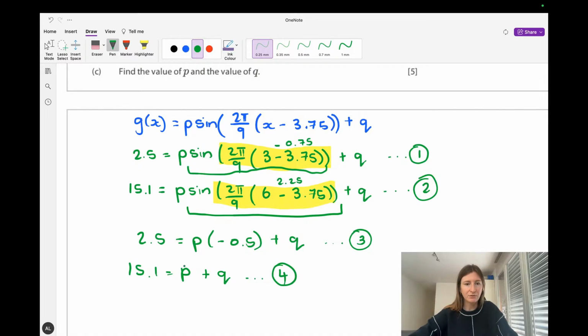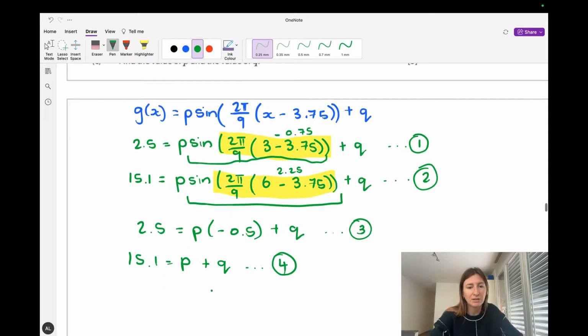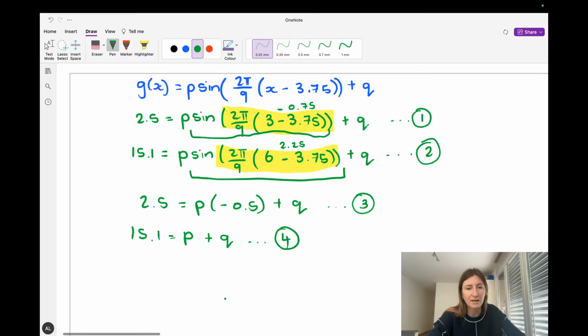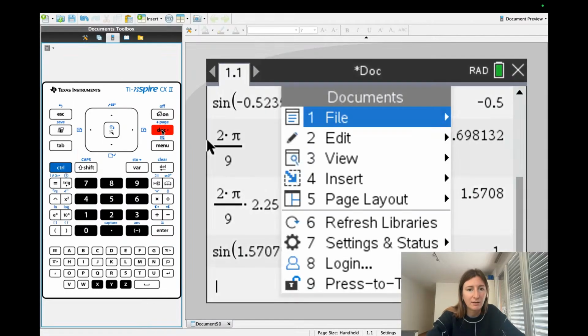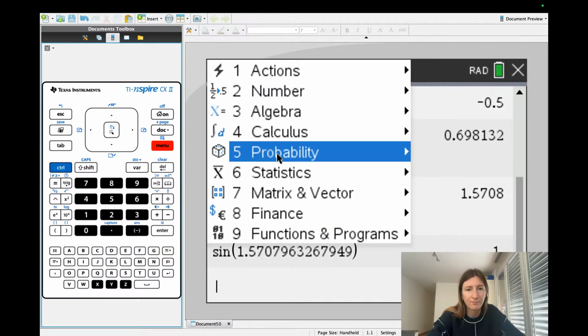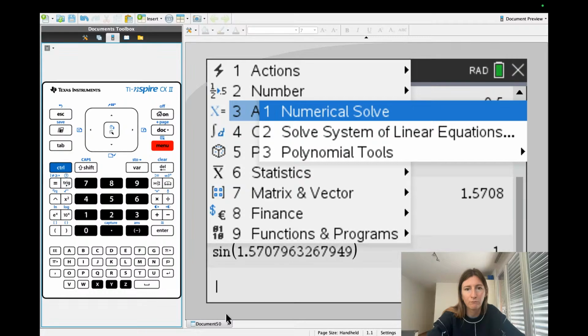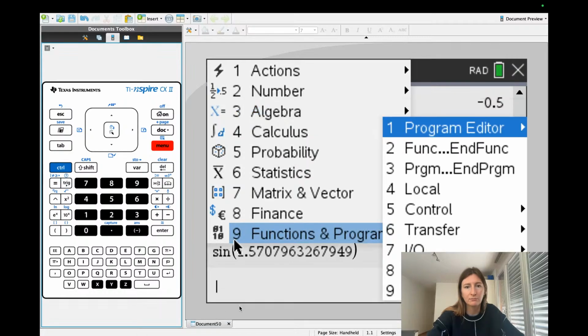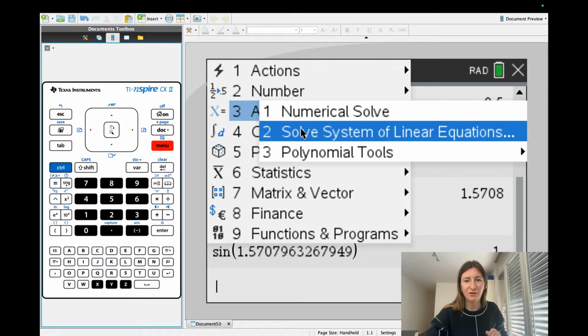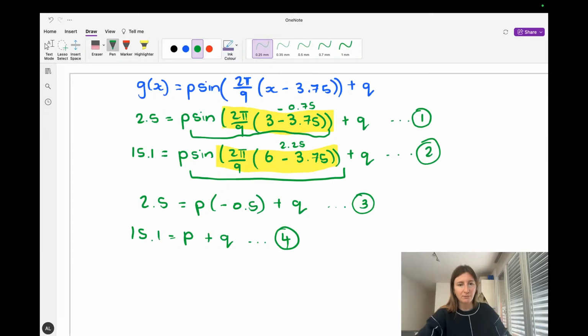And now I have 2 linear equations that are much simpler. So if you're at AISL, you can put them in, it's freezing. You can put them in solve system of linear equations, and there you'll be able to get your values of P and Q. I'm just going to solve them now.